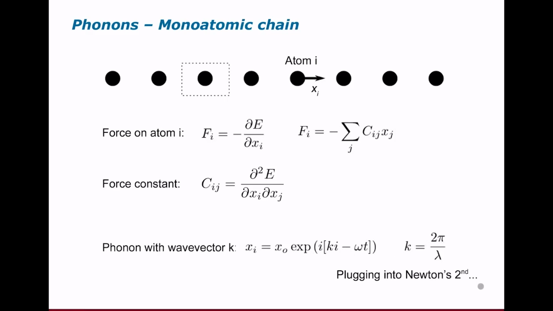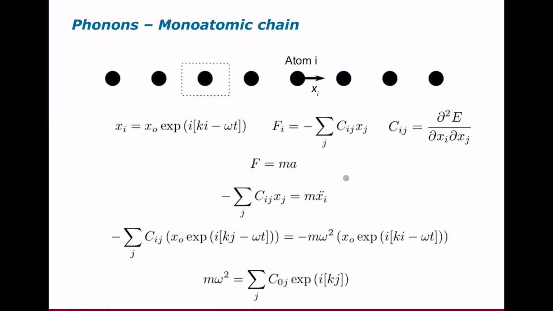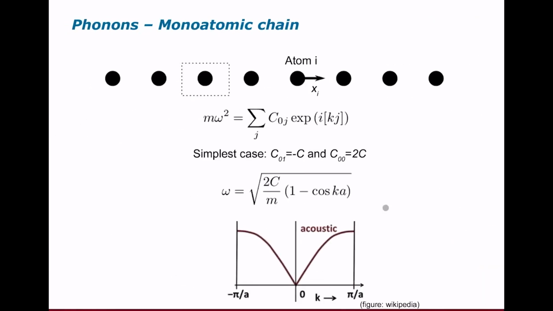When you plug this solution into Newton's second law by taking the time derivatives, the time derivative just brings the omega in front of the exponential and so on, and you end up with an expression like this for omega. And if you consider the simplest case where the C is non-zero for only nearest neighbors, so when you displace an atom, only its first neighbors feel a force, but the next neighbors don't feel any force, then you end up with this form of omega, which is a simple square root of 1 minus cosine function. And this is what you get for omega as a function of k. Okay, so this is what we call a phonon dispersion.